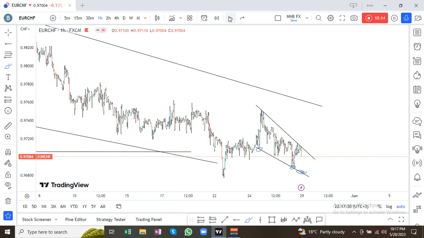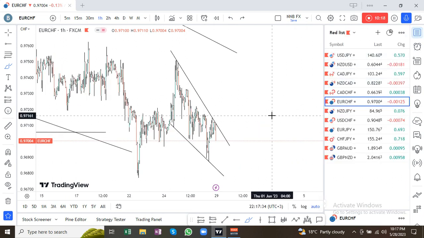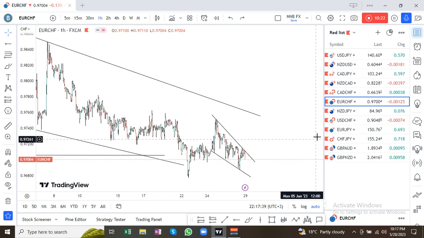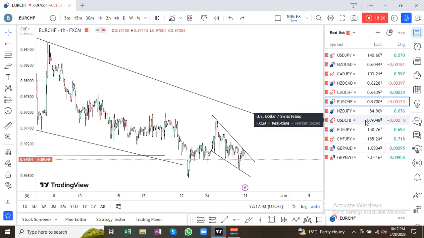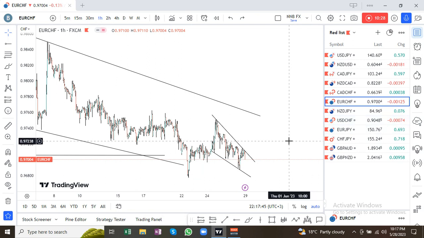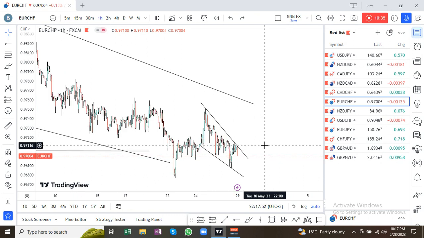So guys, that has been our video for today. Those are the pairs that I'll be watching for this coming week. These others are wildcard. To me, they are not that convincing, but I'll be watching them to see what they'll be doing this coming week. If they form convincing structures, I might enter. If they won't form convincing structures, I won't enter. But these six pairs right here, they are my top priorities for this coming week.